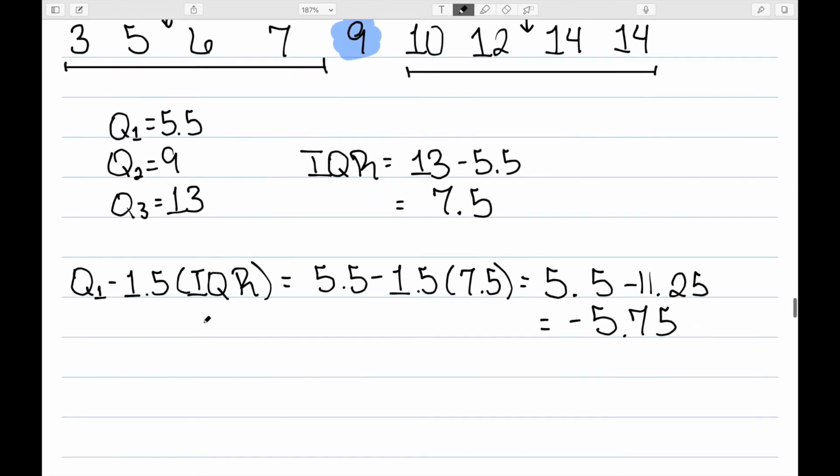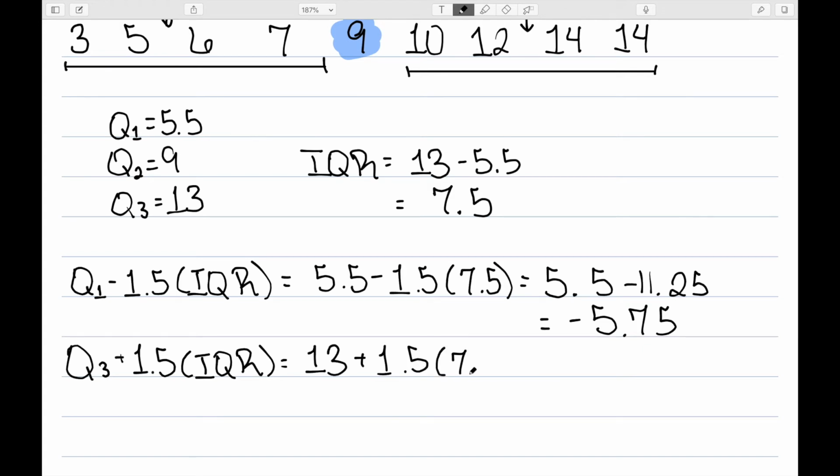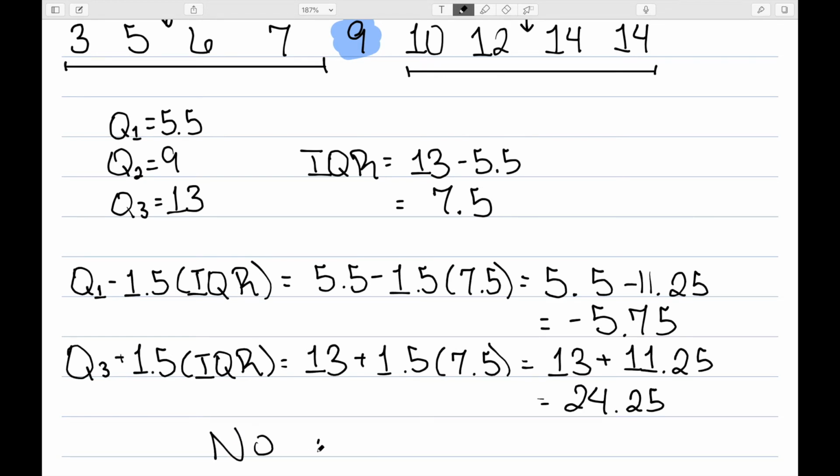So now let's check the upper outliers. Q3 plus 1.5 IQR. Q3 is 13 plus 1.5 times 7.5. So 13 plus 11.25, or 24.25, and we don't have any values bigger than 24.25, so in this case, this data set has no outliers.